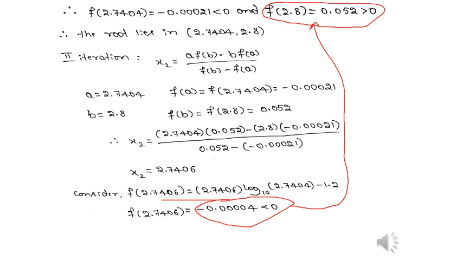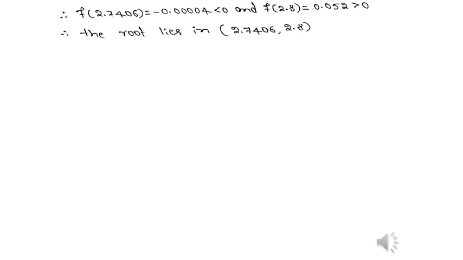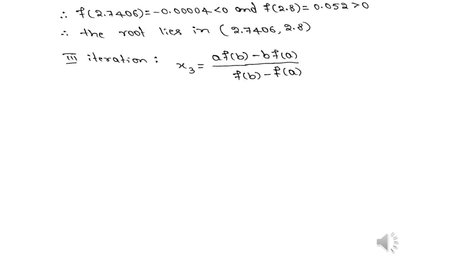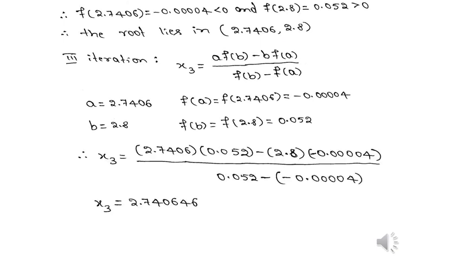So this is positive. So what we conclude, the root lies between 2.7406 and 2.8. Again we take those two, we say this, and we again apply the formula to find x3, because we want a third iteration. X3, again substitute in the place of a and in the place of b as usual, f of a and f of b. You got this. So this is our final answer, because they are asking carry out 3 iterations.